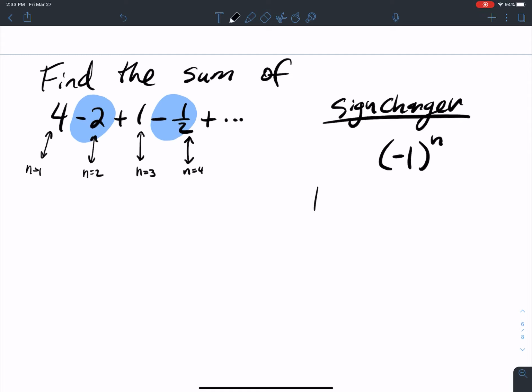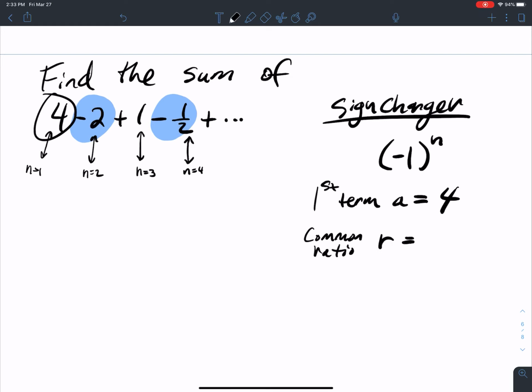Now, the first term, that's my a. What is the first term? The first term is 4. So I know a is equal to 4. Okay?